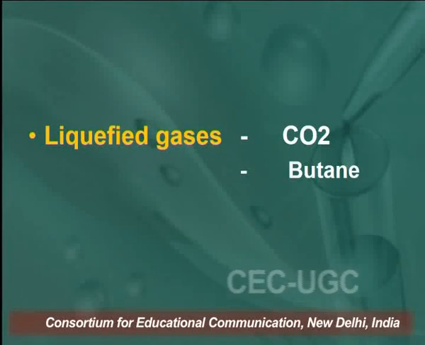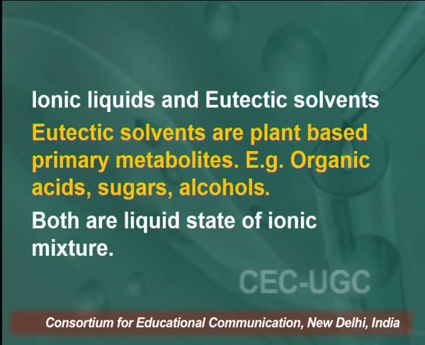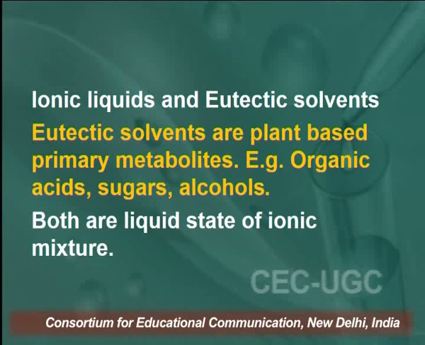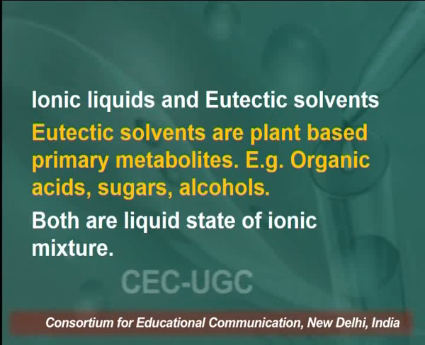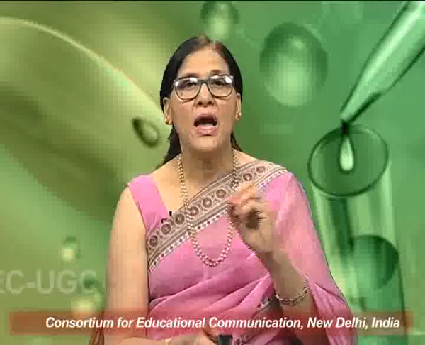Other green solvents that can be used are liquefied gases, for example carbon dioxide and butane, as well as ionic liquids and eutectic solvents. These also act as green solvents. Eutectic solvents are made from plant-based primary metabolites, for example organic acids, sugars and alcohols, and both are liquid-state ionic mixtures. So ionic liquids and eutectic solvents are liquid-state ionic mixtures.